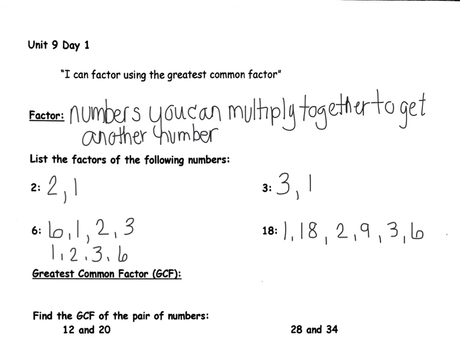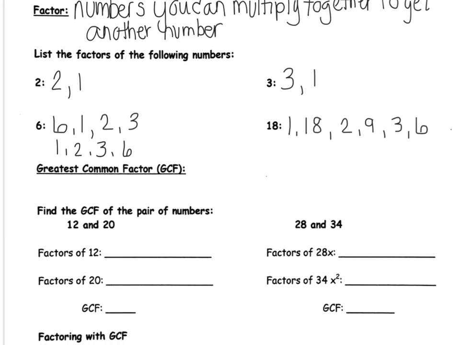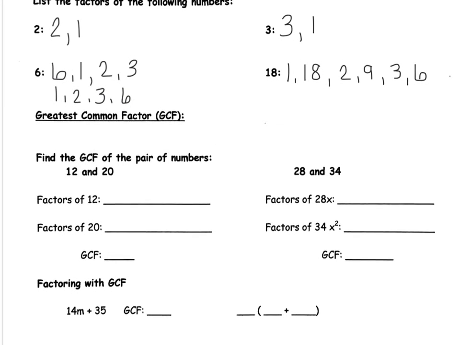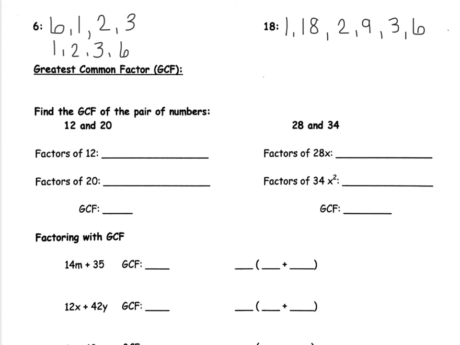The next thing we're going to talk about is, what is the greatest common factor? Well, the greatest common factor would come into play if you're looking at factors of 2 different numbers. For example, if I'm looking at the factors of 12 and 20, the greatest common factor would be the factor that is the largest number common to both. So let's just go right into an example.